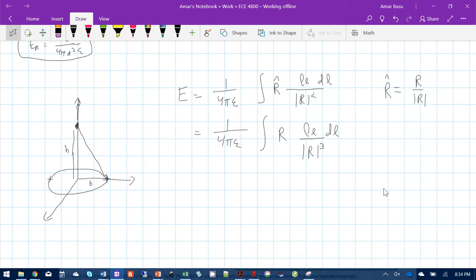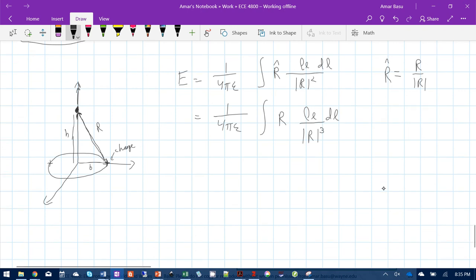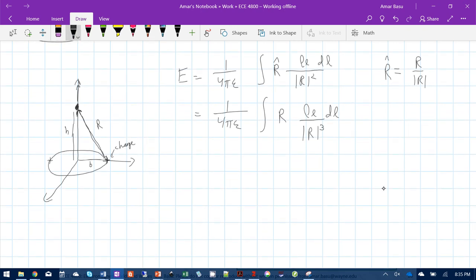All right, so r is the vector that points from the charge. So the charge is here, and this is the observation point. So r points in this direction. It points from the charge that you're integrating to the observation point. We're doing this problem in cylindrical coordinates. So what is that vector going to be equal to?